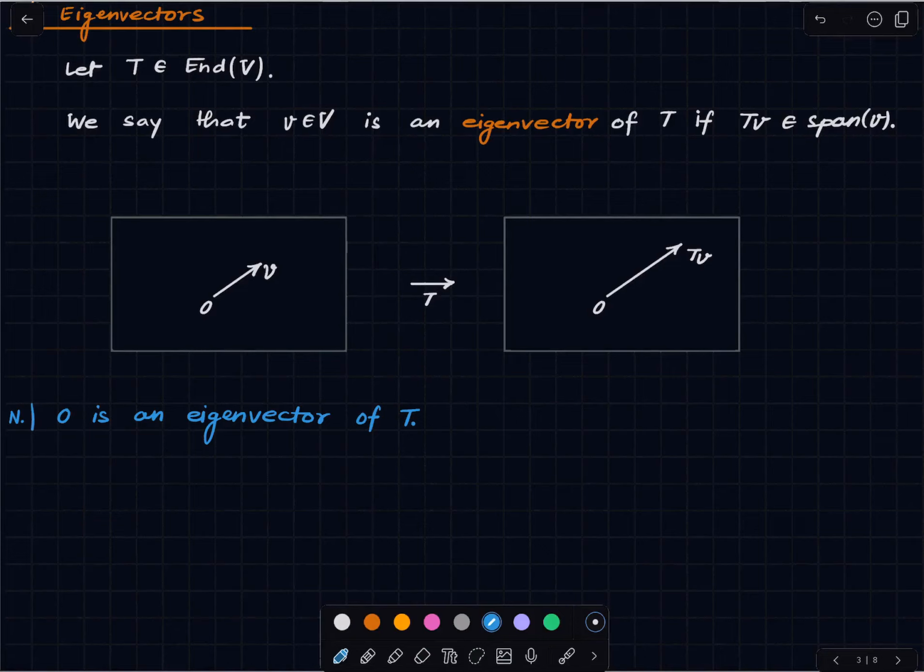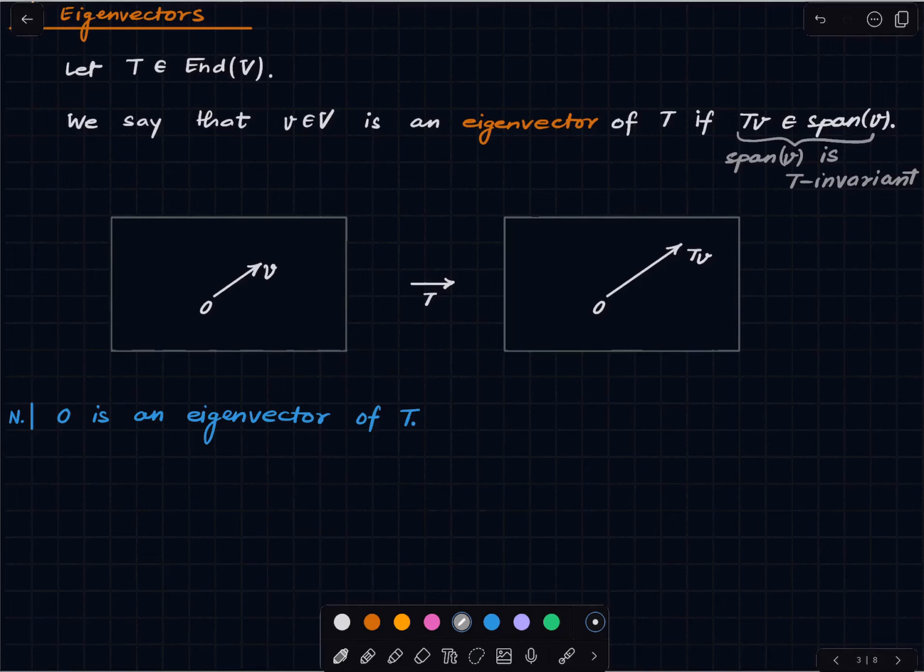Okay. And let us note that this thing that's written over here is the same as saying that span V is T invariant. So equivalently, a vector V is an eigenvector of T if the span of the vector is T invariant. All right? Of course, eigenvectors are interesting only when they are non-zero, because the zero vector is kind of a trivial one. But that's the definition.